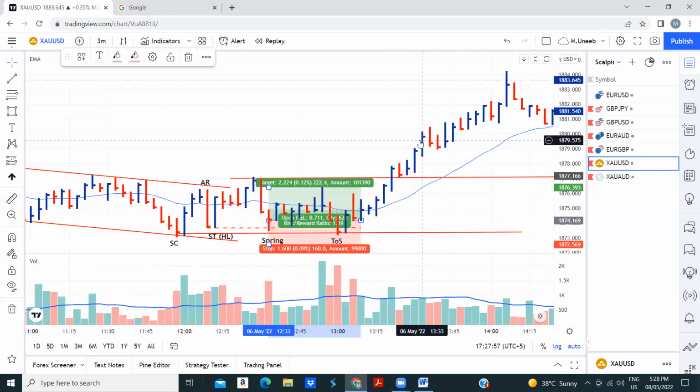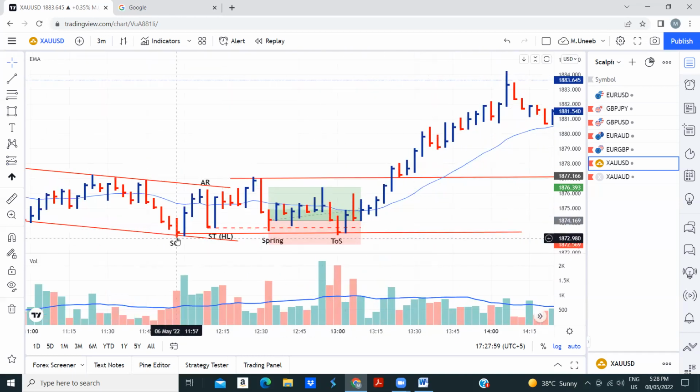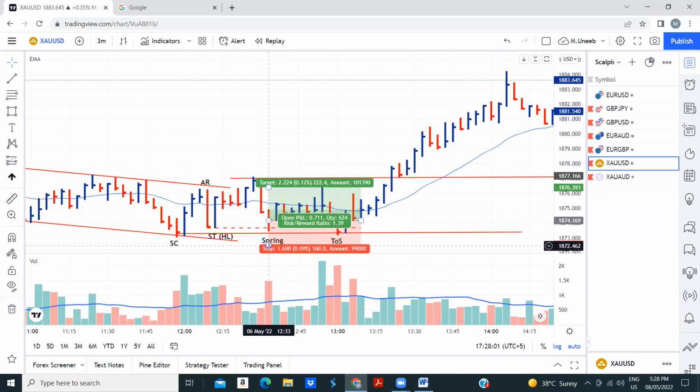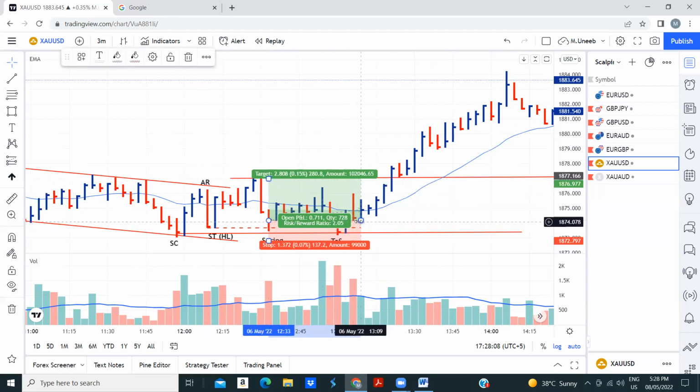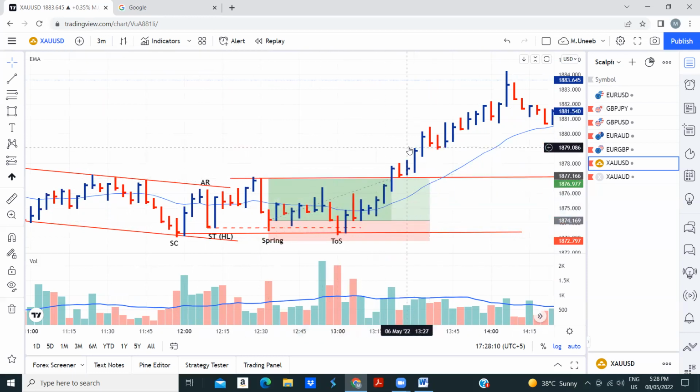So your stop loss will go on the last low. This is the last low over here. Your stop loss will just go below the last low, and the target would be to the upside. So it is 2.05 R, and you may achieve the target.